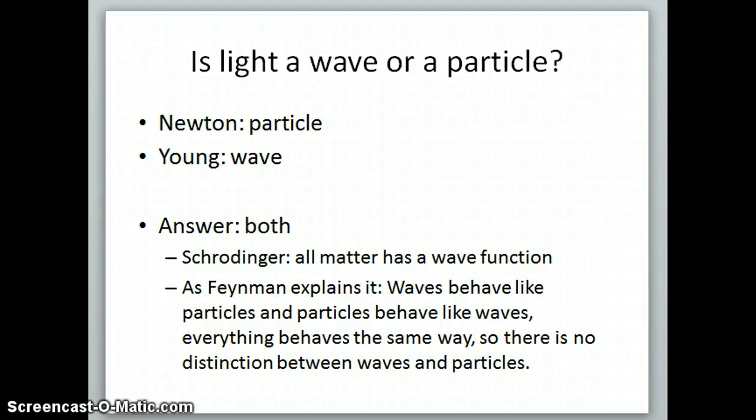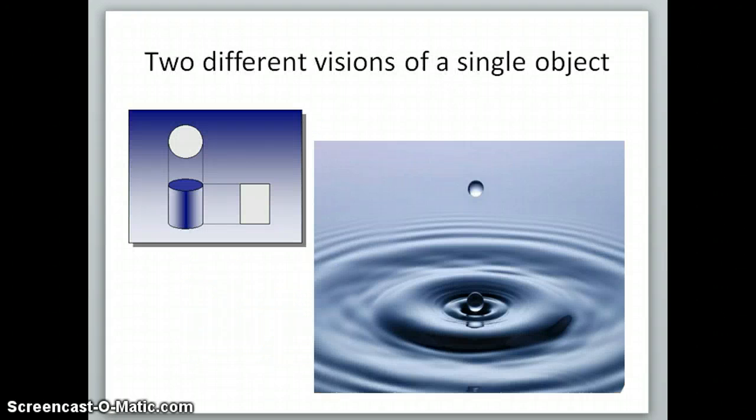Schrödinger said that all matter has a wave function, and as Feynman explained it, waves behave like particles and particles behave like waves. Everything behaves the same way, so there's no distinction between waves and particles. Just to give you an idea of what that means, it's like two different visions of a single object. A simple example to demonstrate this is a cylinder.